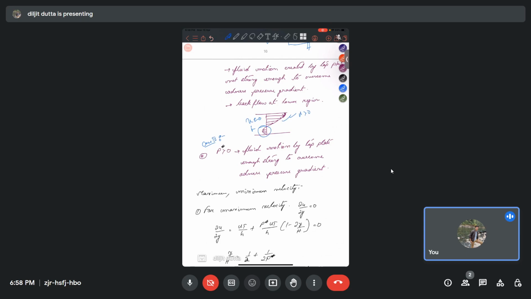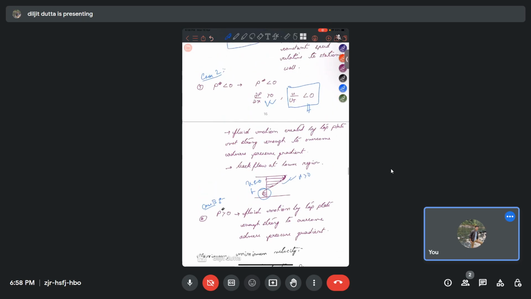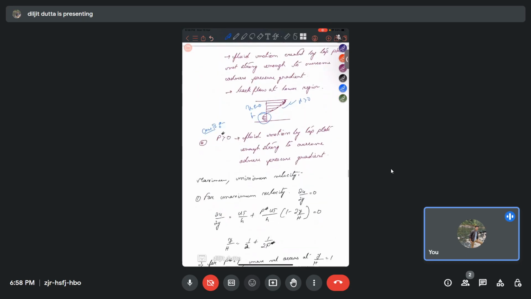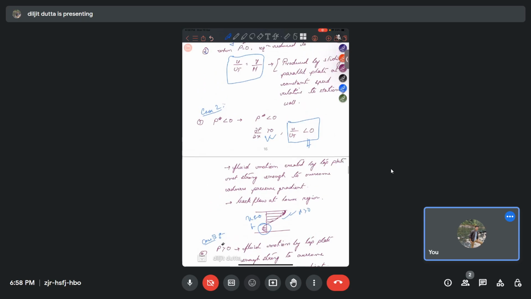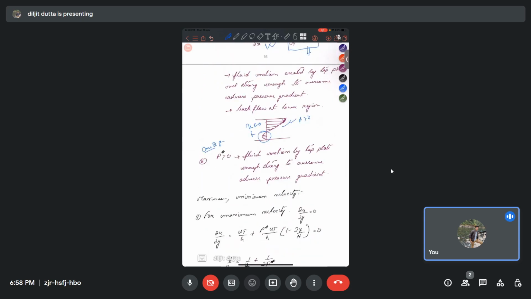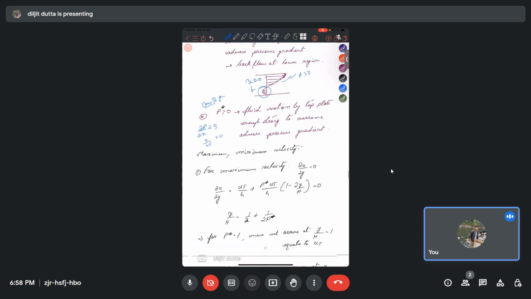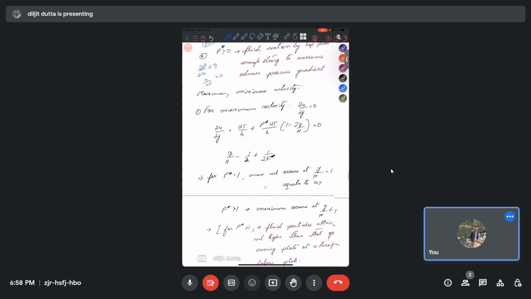And the third case, P star is greater than 0. If P star is greater than 0, then the fluid motion of the top plate is enough to overcome the adverse pressure gradient, since here ∂p/∂x is less than 0. The velocity will be greater than 0 at every point between the two plates. So now let us find the maximum and the minimum velocity for the two conditions.